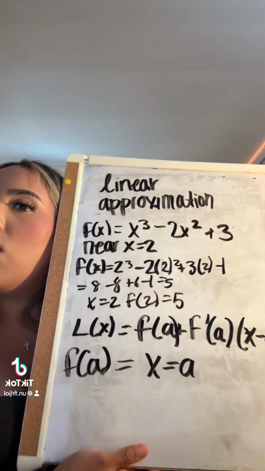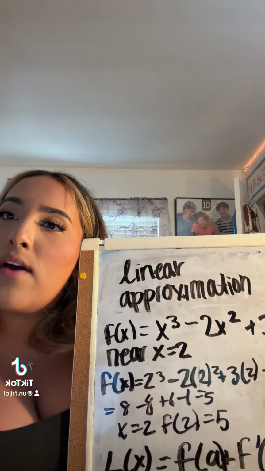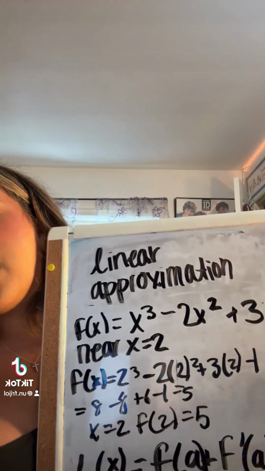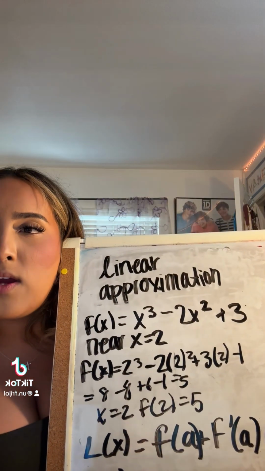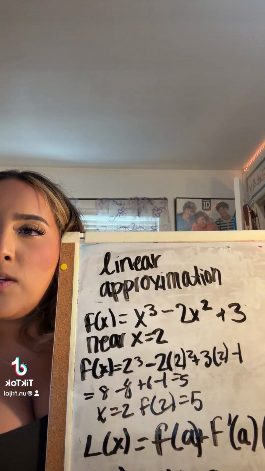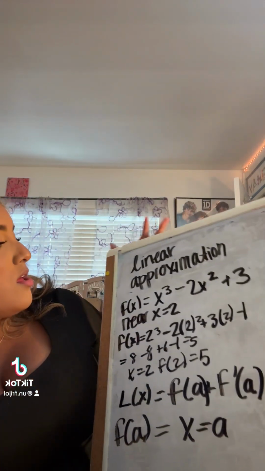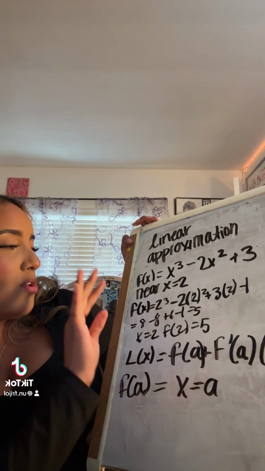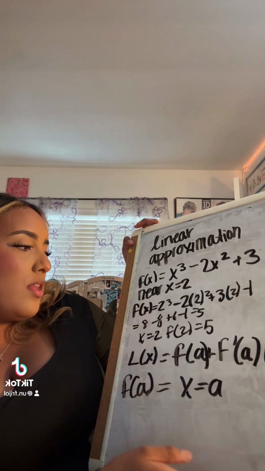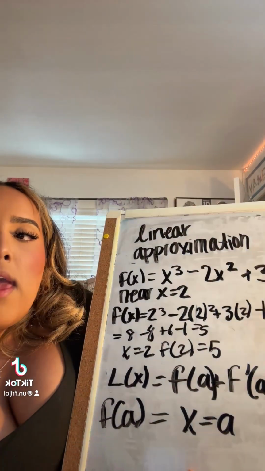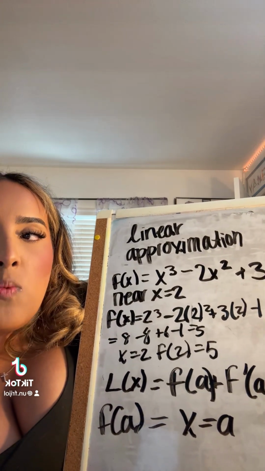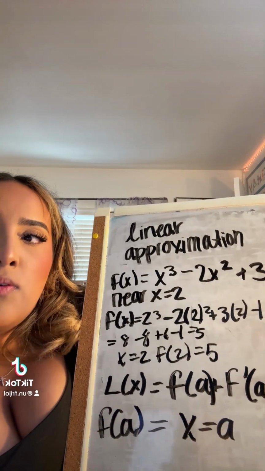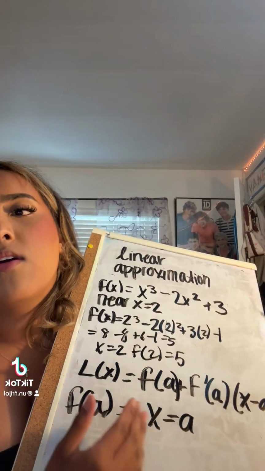So going into the linear approximation, we have an example here of f of x equals x cubed minus 2x squared plus 3x minus 1 near x equals 2. To compute f of 2, you just input 2 into f of x: 2 cubed minus 2 times 2 squared plus 3 times 2 minus 1. And then you're left with 8 minus 8 plus 6 minus 1, which is equal to 5. So the function value at x equals 2 is f of 2 equals 5. That is what we end up with.